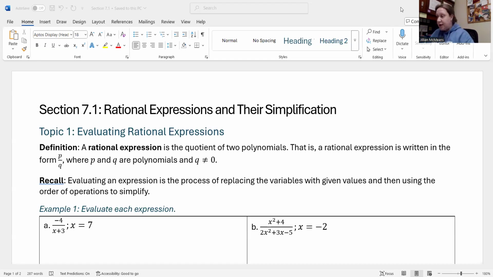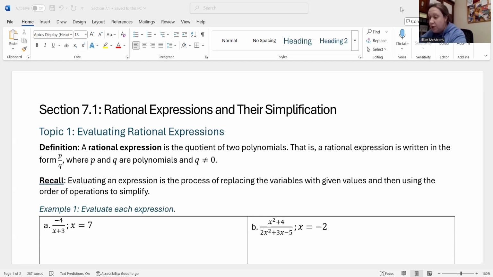Our focus for the next chapter is going to be on rational expressions and rational equations. For this section, we're going to talk about rational expressions and their simplification. First of all, what is a rational expression? And then how do we simplify them? And then a couple of little unique things that we need to learn about these rational expressions.